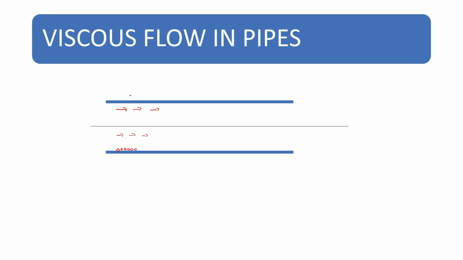And as you move up, if you draw a cross section here, the velocity increases. So in the middle, the velocity will be maximum. So the velocity profile will be like this. We need to find out what the velocity is in the middle and also at other locations.